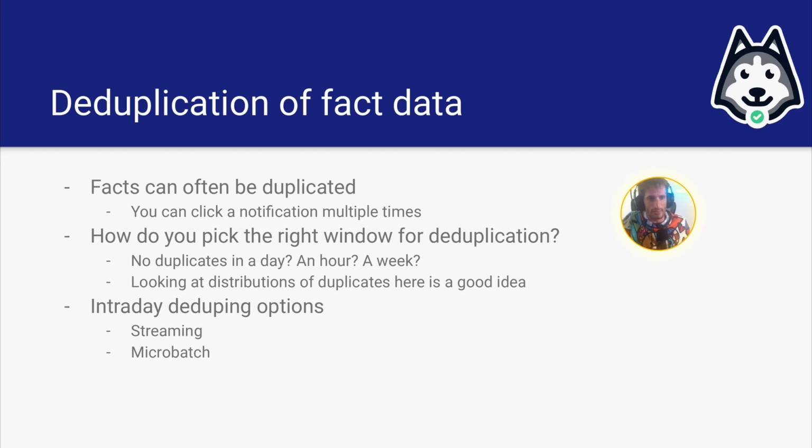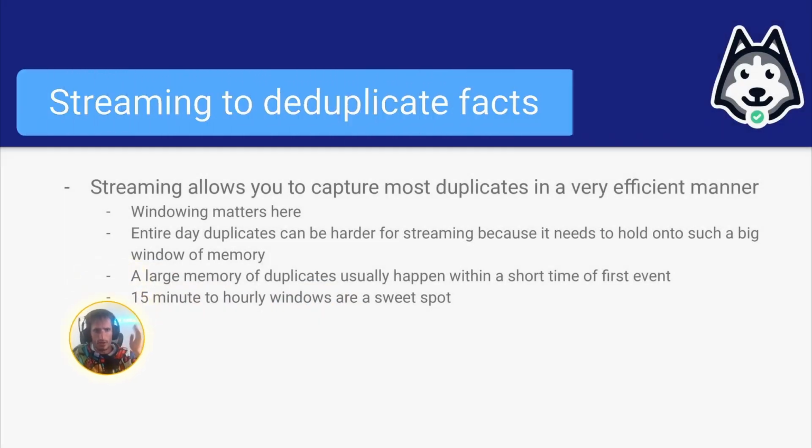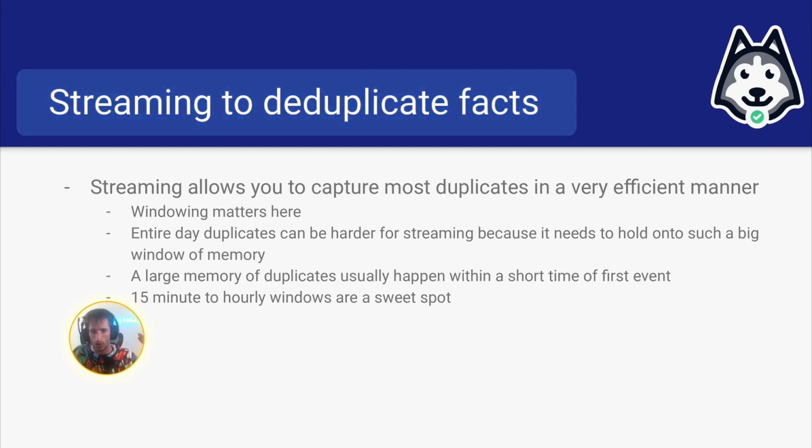Microbatch might be on an hourly basis, and streaming obviously is going to be on an even lower basis than that. So we're going to go a little bit more into details on how I actually deduplicated this very large volume of data. Streaming allows you to capture the most duplicates in a very efficient manner because you can essentially capture the duplicates on whatever window you want.